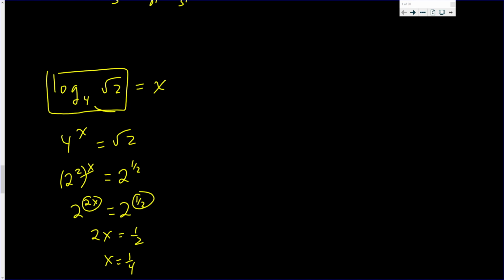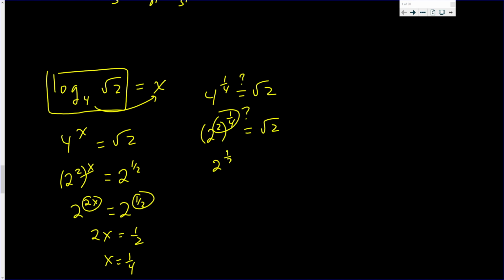And we can check 4 to the x, which is a quarter, should be the square root of 2. Well, 4 is 2 squared, to the quarter. And does it equal the square root of 2? Well, we're supposed to multiply those exponents. 2 times a quarter is a half. And that does equal the square root of 2. So here, x really is a quarter. I know, I checked it.